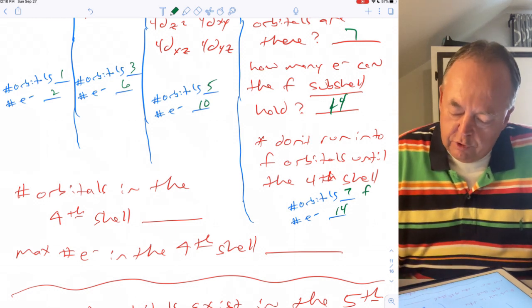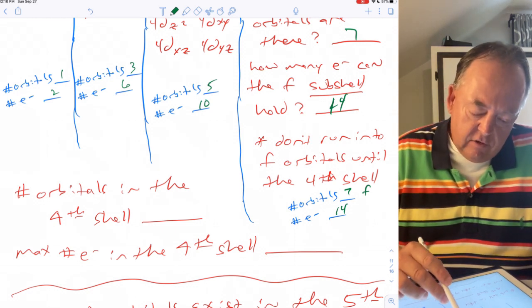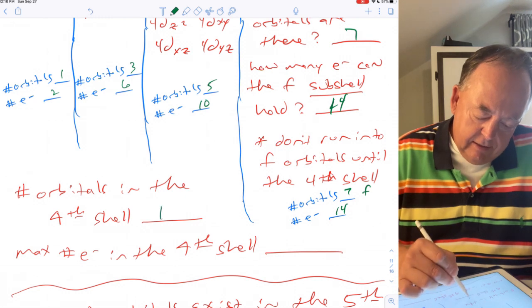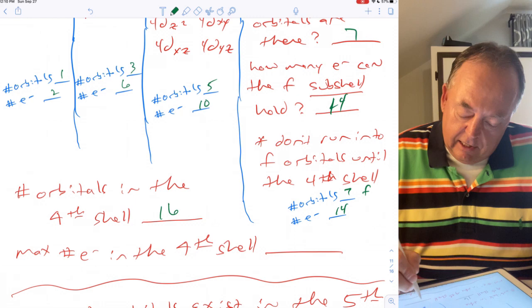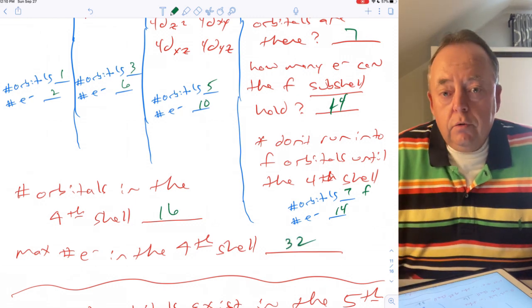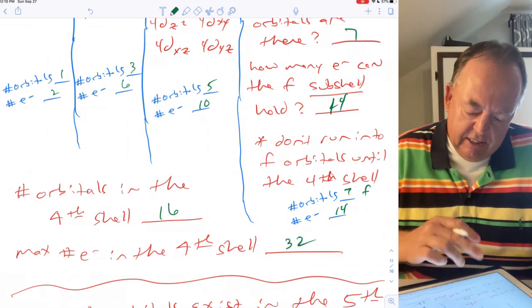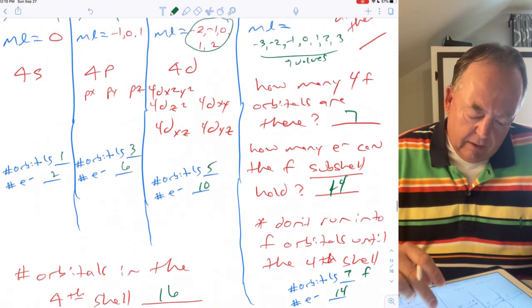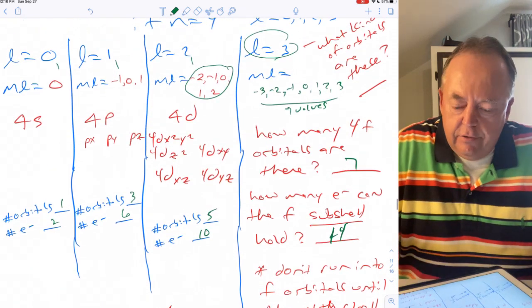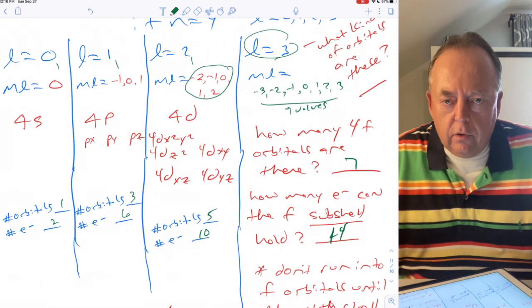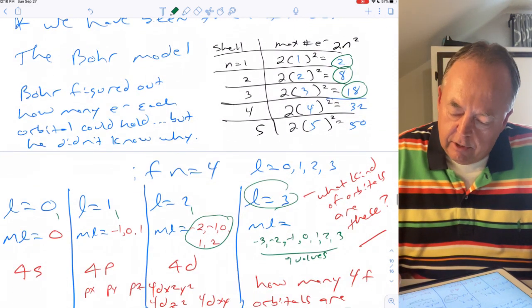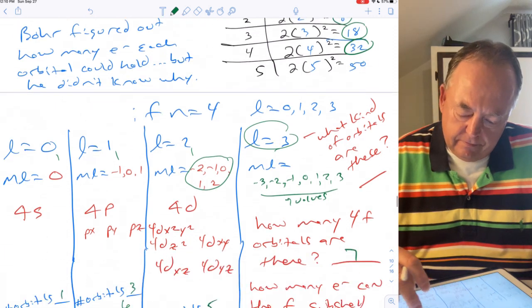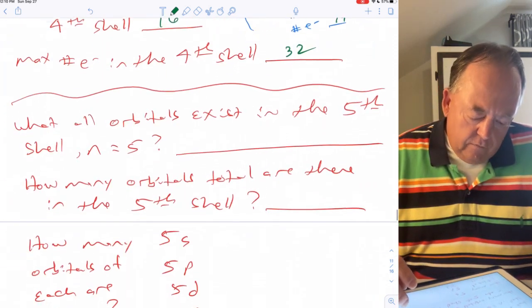So how many orbitals total? 7, 8, 9, 10, 11, 12, 13, 14, 15, 16. 16 orbitals total at the fourth shell. So how many electrons could that hold? Each can hold 2, so 32 electrons, right? So each of these m sub L values is representing a different orbital that can have 2 electrons in it, right? So again, fourth shell can hold 32 electrons. Okay, so hopefully this is making sense.